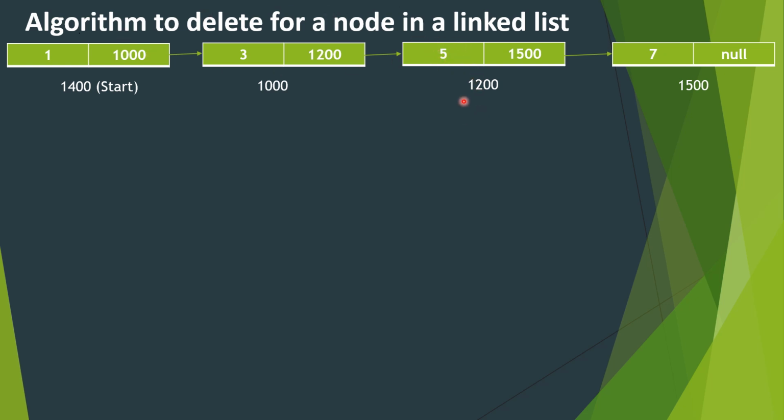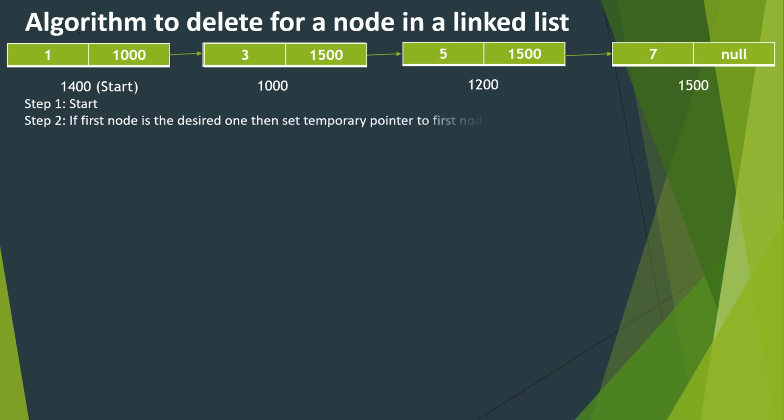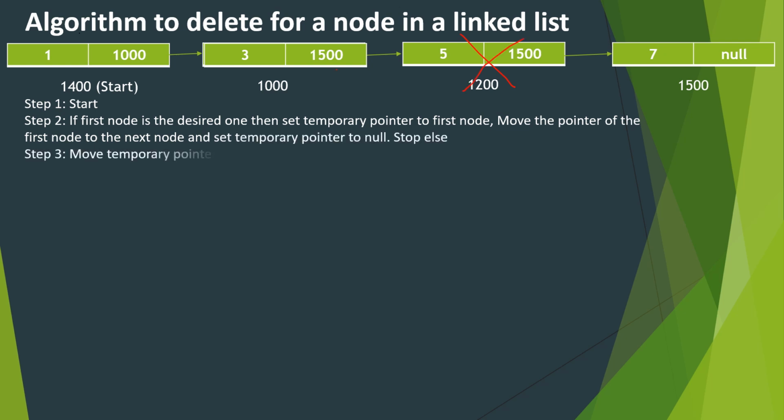Once the 5 is found, what we have to do: currently you can see the previous node's address is 1200. If on this place we can set the address 1500, this node will be connected with that node and this one will be removed. So all we have to do is, where 1200 is stored, on that place we have to set 1500. In this way, this will be connected to this node and this will be removed. So in this process, this node will be removed and the previous node will be connected with the next node.